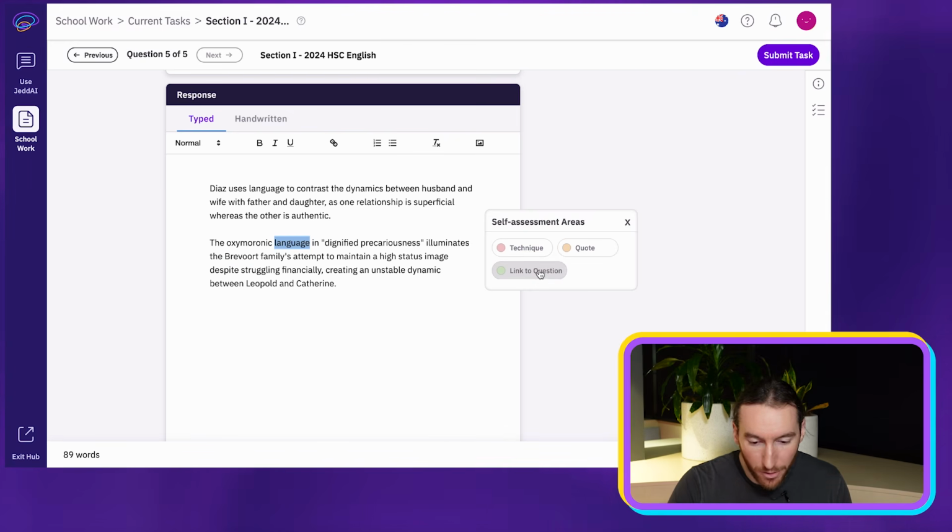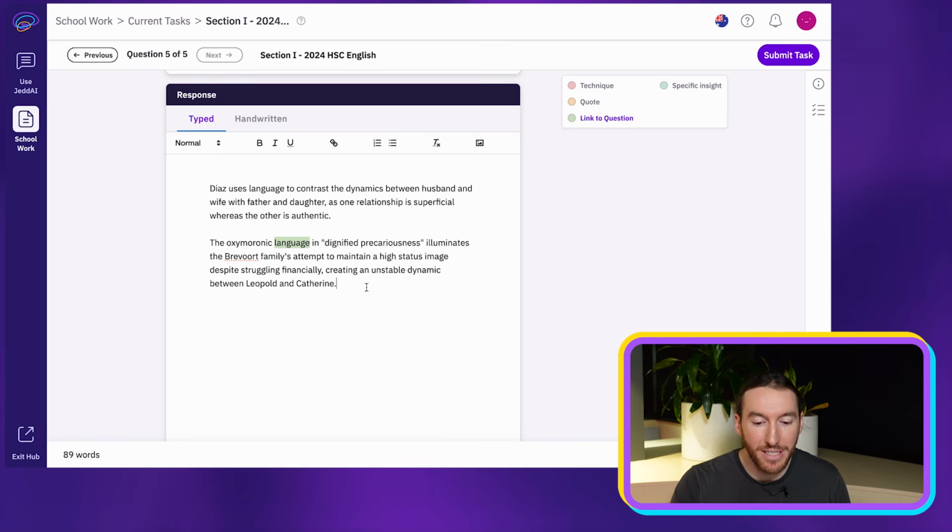So the oxymoronic language in dignified precariousness, because again, they're conflicting, they're contrasting, illuminates the Brevoort family's attempt to maintain a high status image despite struggling financially, creating an unstable dynamic between Leopold and Catherine. Okay, so you can see how it really leaned into that contrast between the status, dignified, and the unstable dynamic, precarious.